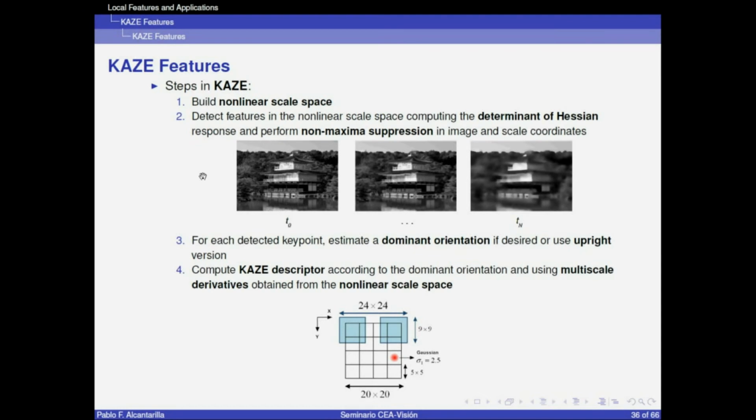Then for each detected key point, we are going to compute a dominant orientation if that's desired. Otherwise, we can use the upright version of the descriptor, in which you do not have any dominant orientation, and that means that your descriptor is not going to be rotation invariant. But there are many applications where you may not need this rotation invariance because the camera basically doesn't rotate. Once we have a set of key points and an orientation per key point, we are going to build the descriptor.